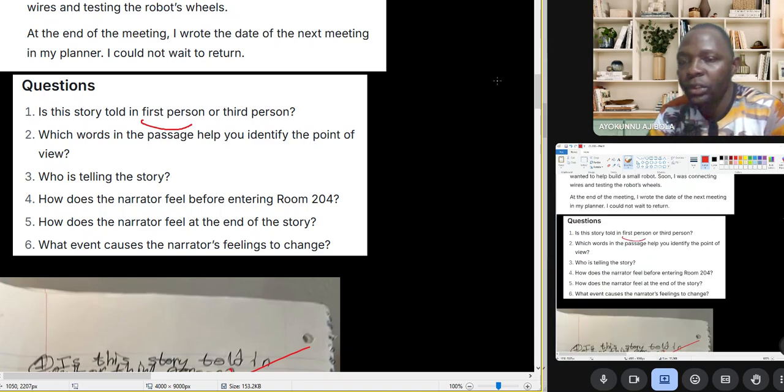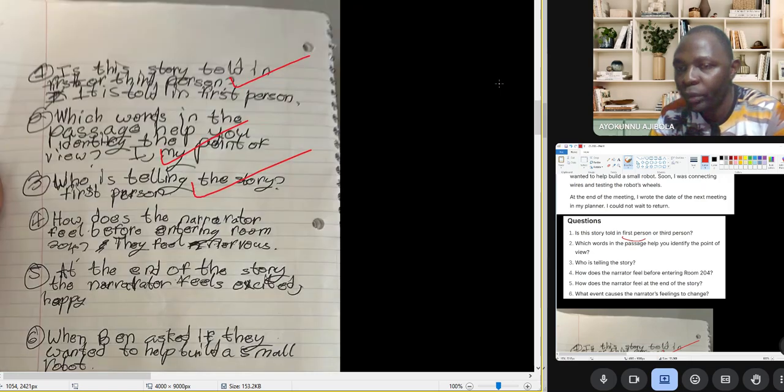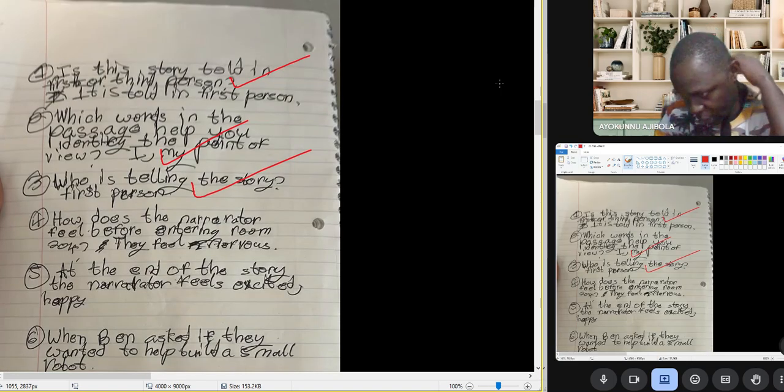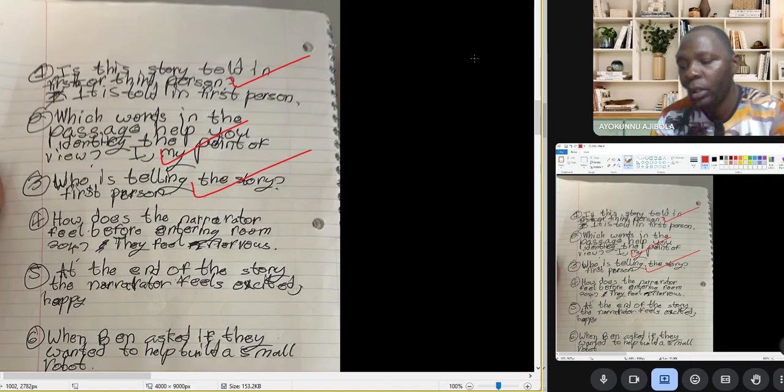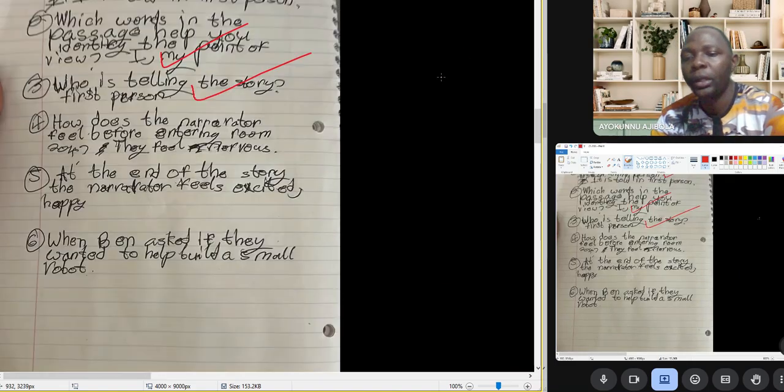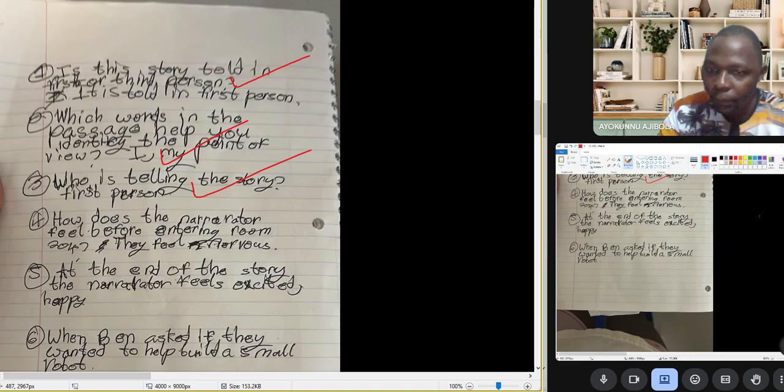Then, how does the narrator feel before entering room 204? Nervous, unsure, because they do not know anyone. Because the narrator doesn't know anyone, okay?